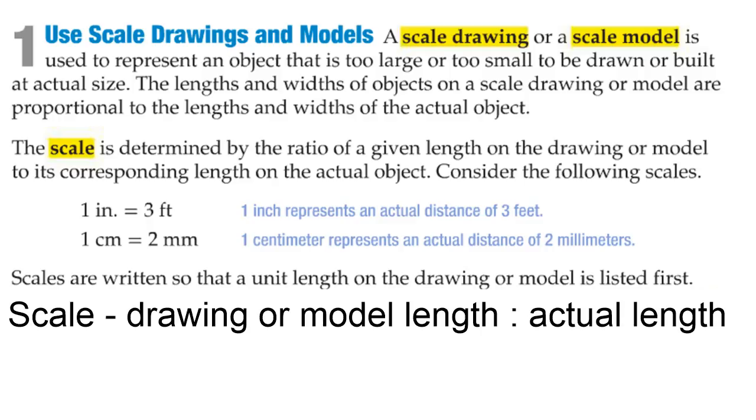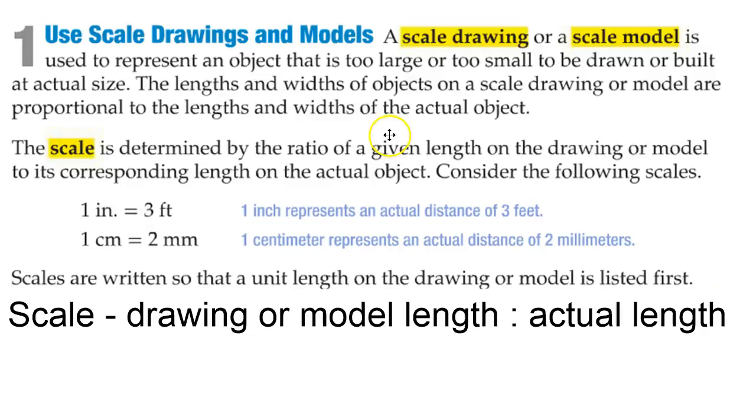First, a scale drawing or scale model is used to represent an object that is too large or too small to be drawn or built at actual size. The lengths and the widths of the objects on a scale drawing or model are proportional to the lengths and widths of the actual objects. That's where we can get into this. We're talking about proportions.